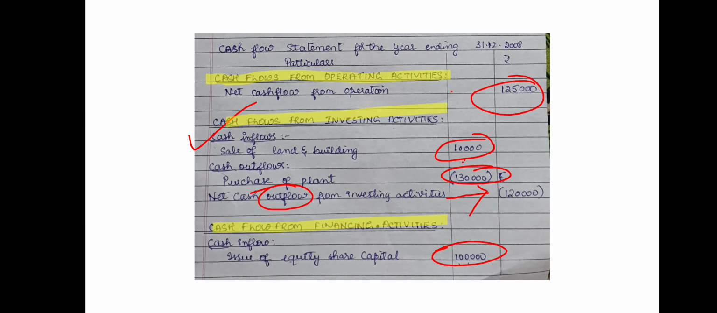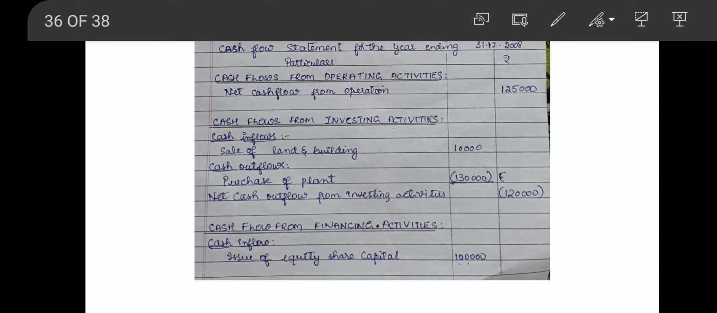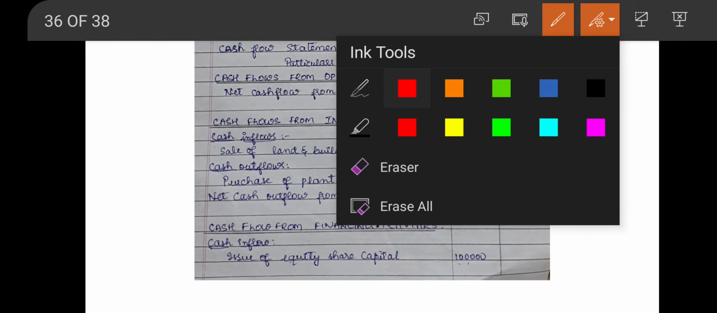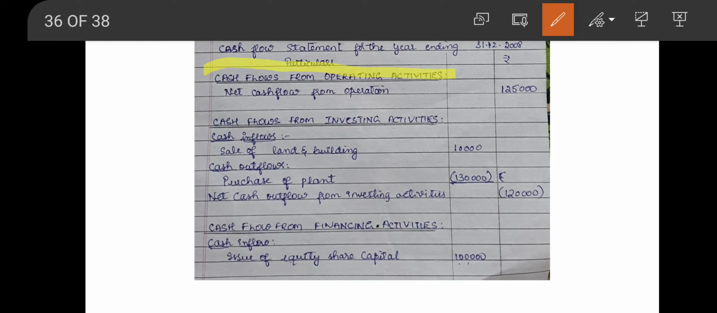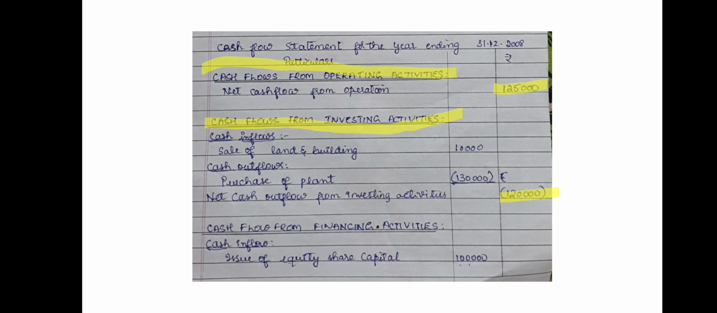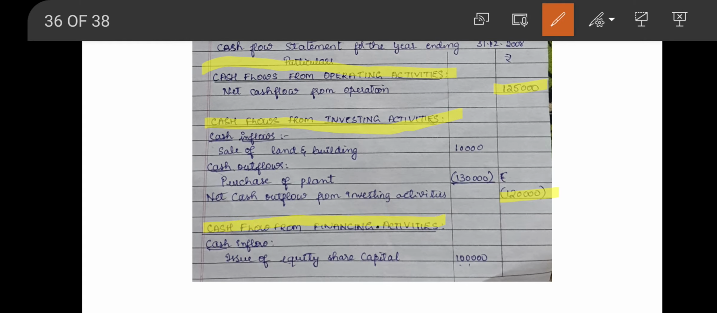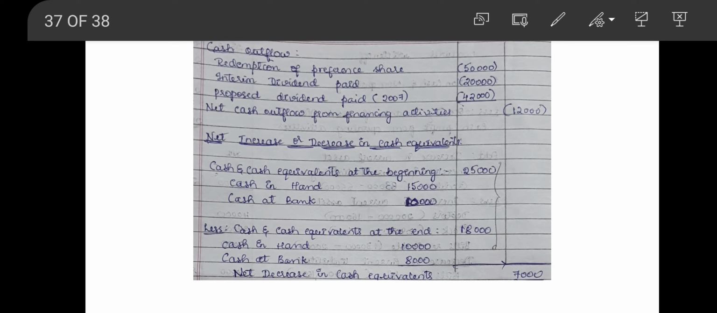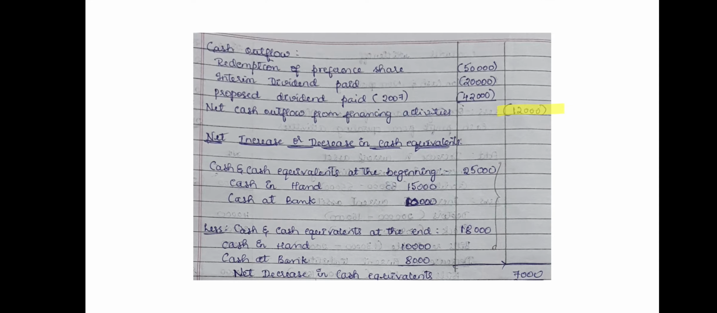Now you should note that in the outer column we are having only 3 amounts. Cash flow from operating activity, you are having 1 amount in the outer column. Cash flow from investing activity, only 1 amount in the outer column. And cash flow from financing activities, we are having only 1 item in the outer column, which is 12,000 minus balance. Next we are calculating net increase or decrease in cash and cash equivalents.